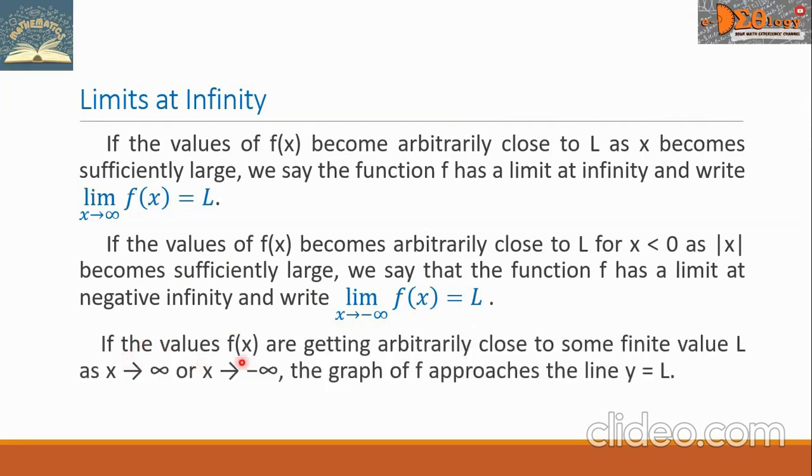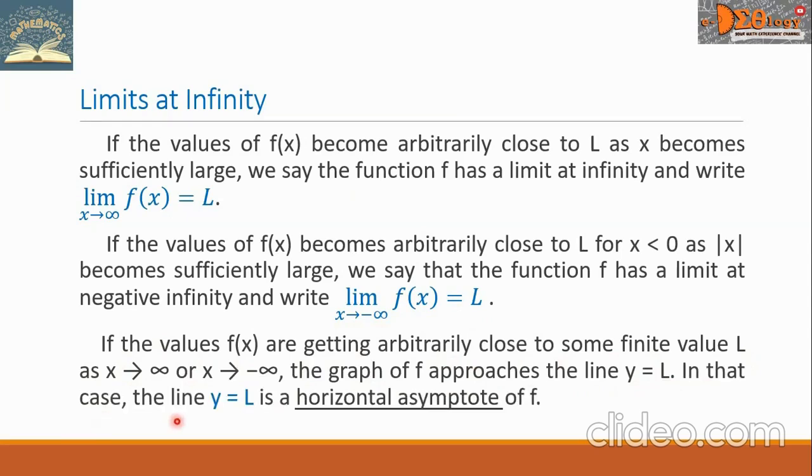If the values of f of x are getting arbitrarily close to some finite value capital L as x approaches infinity or x approaches negative infinity, the graph of f approaches the line y equals capital L. In that case, the line y equals capital L is a horizontal asymptote of f.